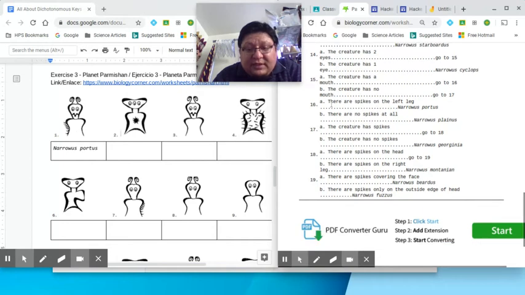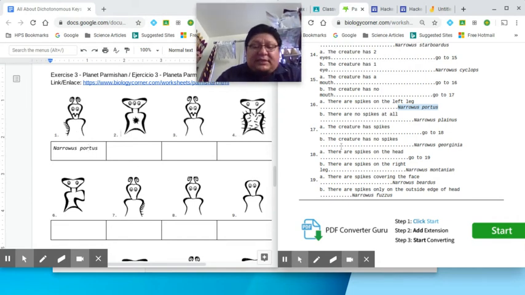I go to 16. There are spikes on the left leg, or there are no spikes at all. All right, I see that this guy has spikes on his left leg. So his name is Norus porus, and that's what I copied there. Okay, so the exercises will take you a little bit of time, but it will show me that you understand how to use a dichotomous key.